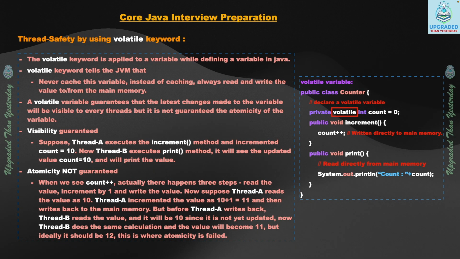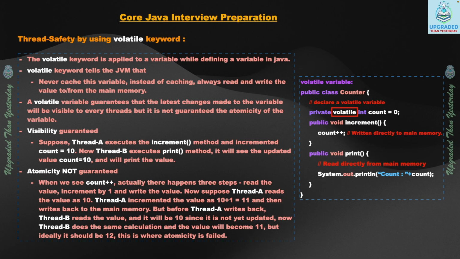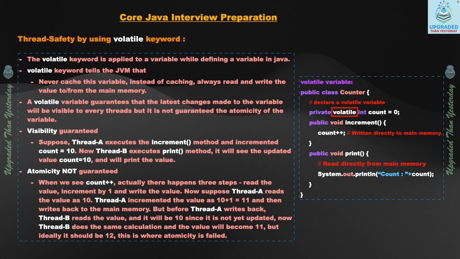Atomicity is not guaranteed. Look at the code. Look at the count plus plus. Actually it takes 3 steps to complete the operation. Read the value from the main memory, then increment by 1, then write the value back to the main memory. Now suppose thread A reads the value as 10 from the main memory and then increments the value, 10 plus 1 is equal to 11, and then writes back to the main memory.